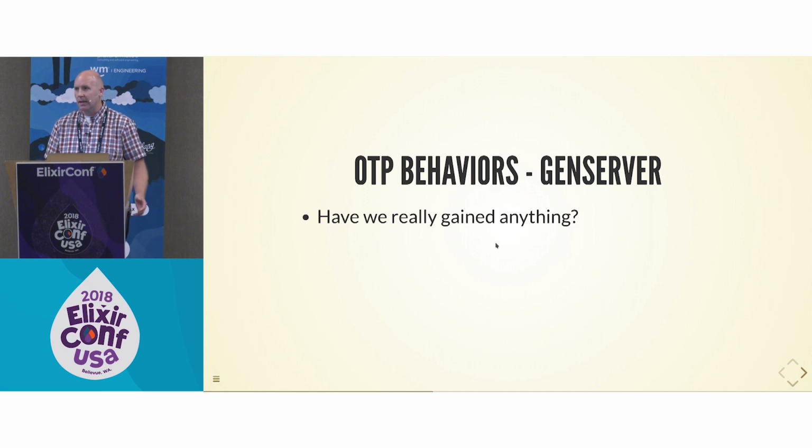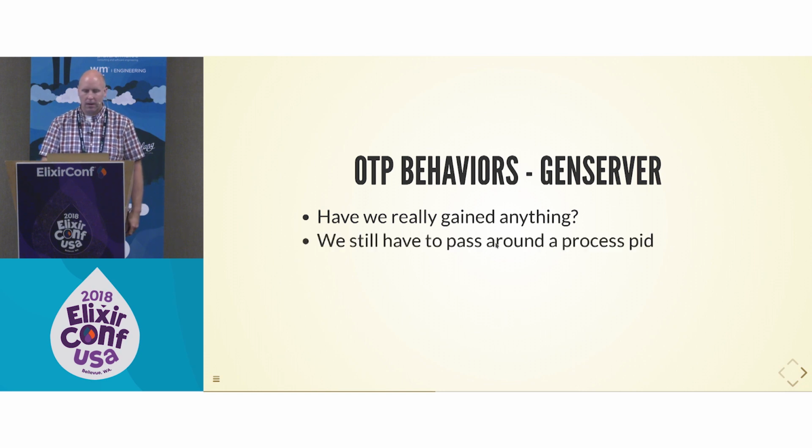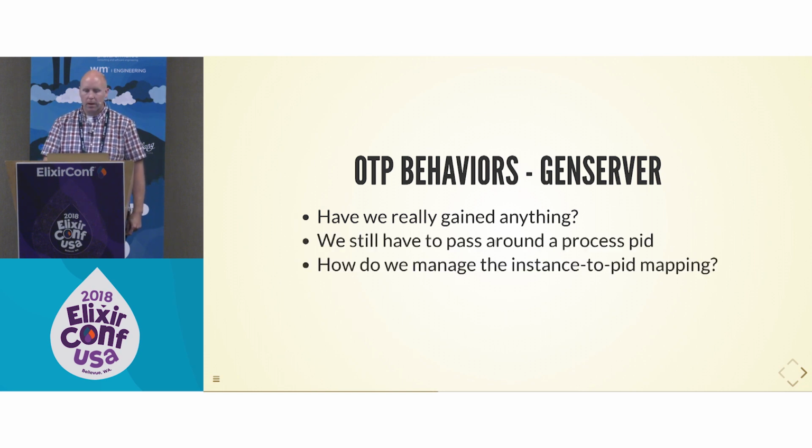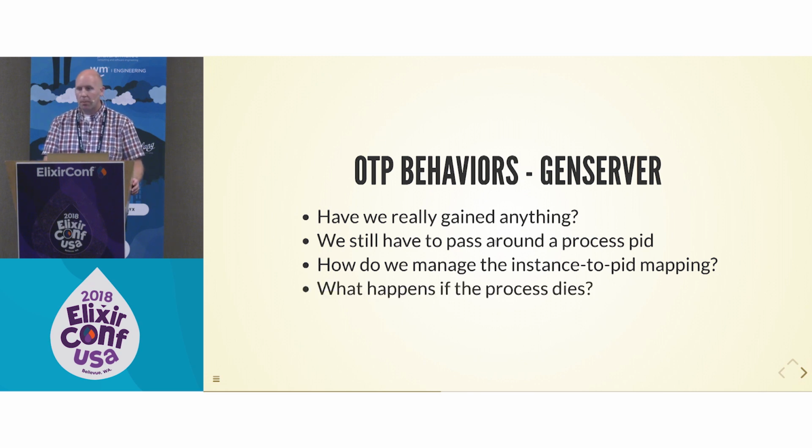But have we really gained anything? I still have to manage a process PID, right? How do we manage this instance to PID mapping? It would be really nice if I could just use the name of the instance that I want to send the command to. And what happens if that process dies? If I try to send a command to a process that's not alive anymore, it's going to blow up.